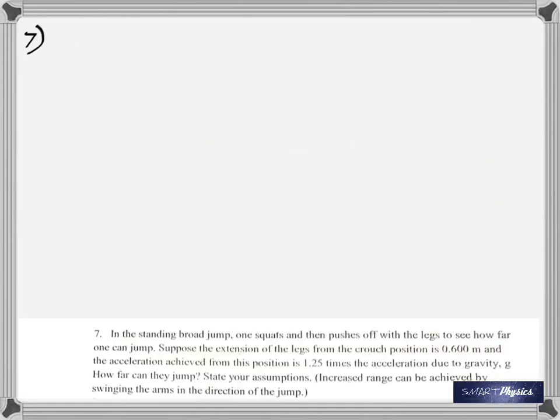Bringing us to the seventh one. In a standing broad jump, one squats and then pushes off with the legs to see how far one can jump. Suppose the extension of the legs from the crouching position is 0.6 meter and the acceleration achieved is 1.25 times the acceleration due to gravity. How far can they jump?